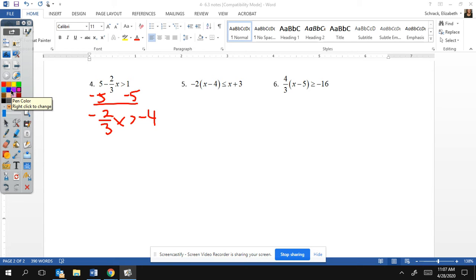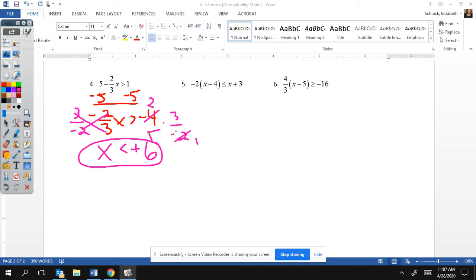In order to get the negative 2/3 away from the x, I'm going to multiply by the reciprocal. So I'm going to multiply both sides by 3 over negative 2. And because I multiplied by a negative, I'm going to flip the inequality symbol. And 2 negatives become a positive. 2 and 4 are both divisible by 2. I get 1 and 2. 3 times 2 is 6. So our answer is x is less than positive 6.